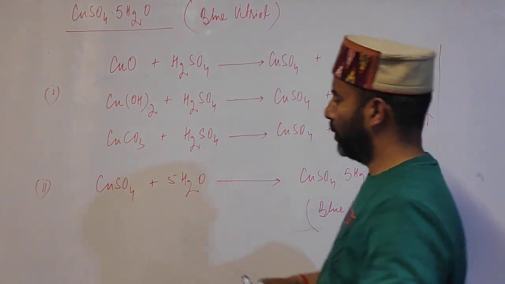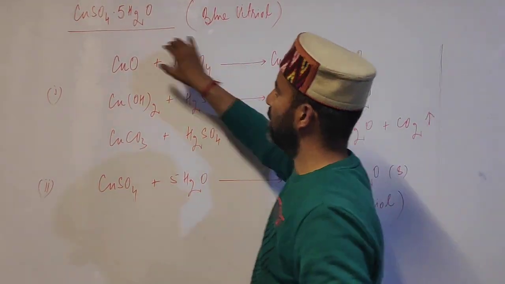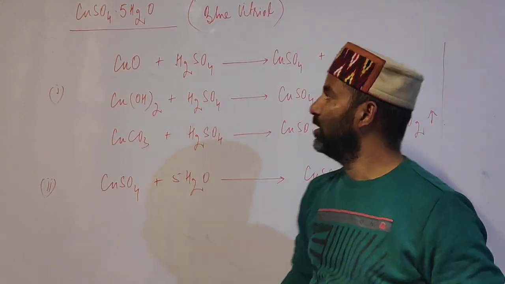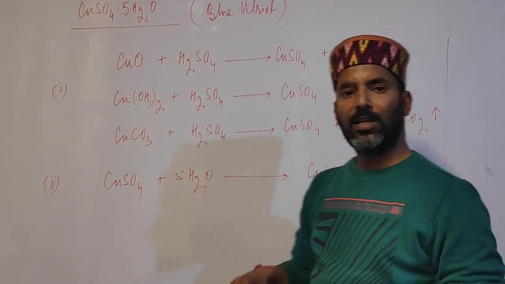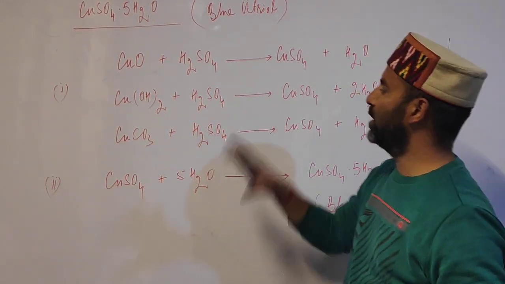So students, please remember these terms. Blue vitriol is copper sulfate dot 5H2O, green vitriol is ferrous sulfate dot 7H2O, white vitriol is zinc sulfate dot 7H2O.